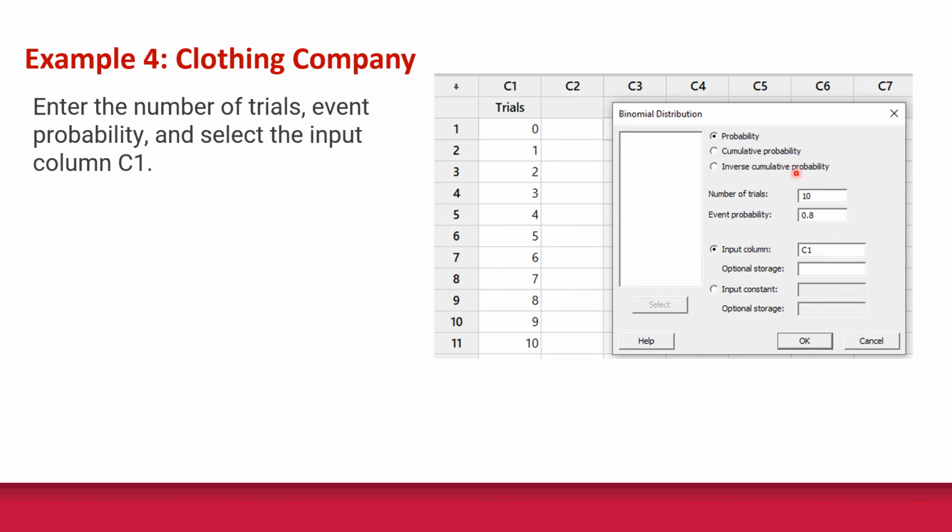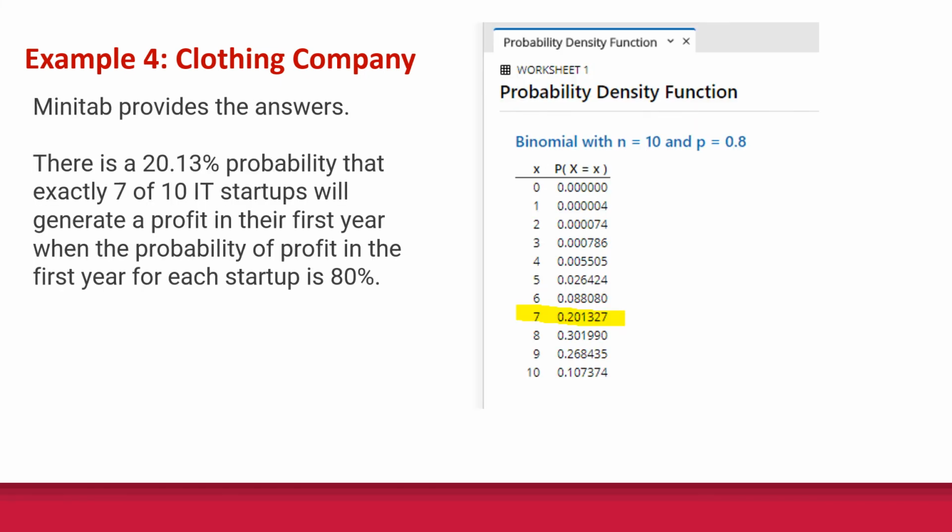When you do that, it'll open up the following window. Make sure probability is selected. Enter the number of trials, which is 10. The event probability is 0.8. The input column is C1. Typically this will be empty, so you'll have to click in this area, click on C1, and then hit select and it'll fill it in. I think you can also just type in C1. But once you get it looking like this, click OK.